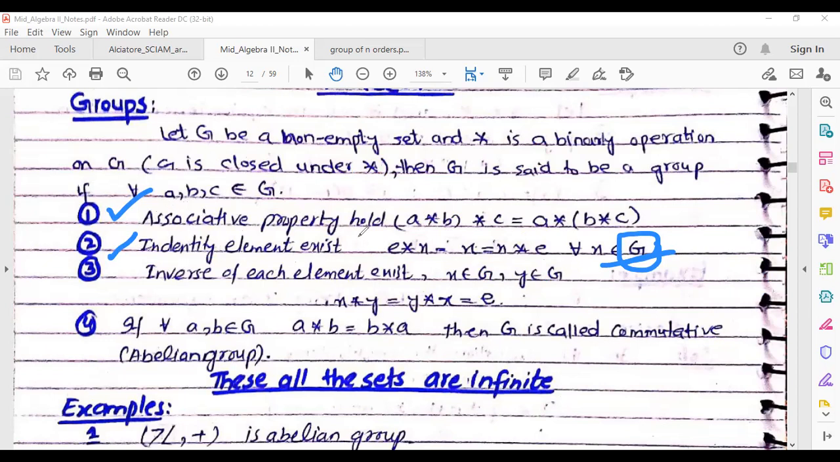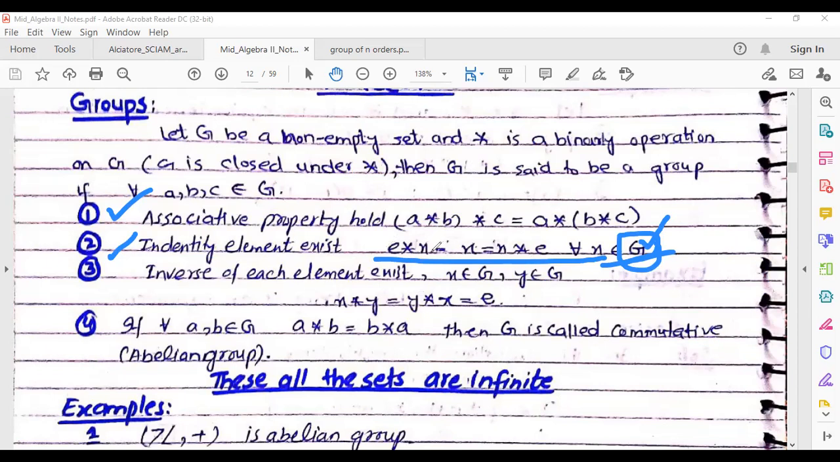group. So first of all, we see the associative property. If a set holds the associative property, then we move forward to the identity element property. We see whether an identity element exists in this set or not. The identity element is that element which we operate with all other elements of the set, and our results remain unchanged.